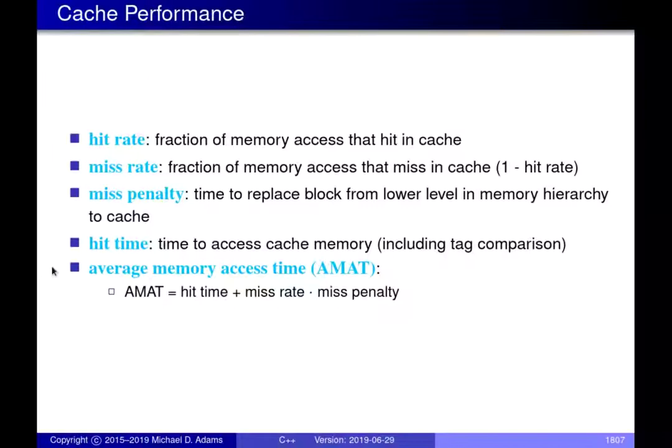Next, I'd like to introduce some terminology that relates to cache performance. So first of all, we have what's called the hit rate, which is the fraction of memory accesses that hit in the cache. Then correspondingly, we have what's called the miss rate, which is the fraction of memory accesses that miss in the cache, which is simply 1 minus the hit rate. Then we have the miss penalty, which is how much time it takes to get something into the cache in the case that we miss. And then we have the hit time, which is the amount of time it takes to access memory when it is already in the cache, which includes, for example, the time for the tag comparison. And then the average memory access time can be computed simply by taking the hit time plus the miss rate times the miss penalty.